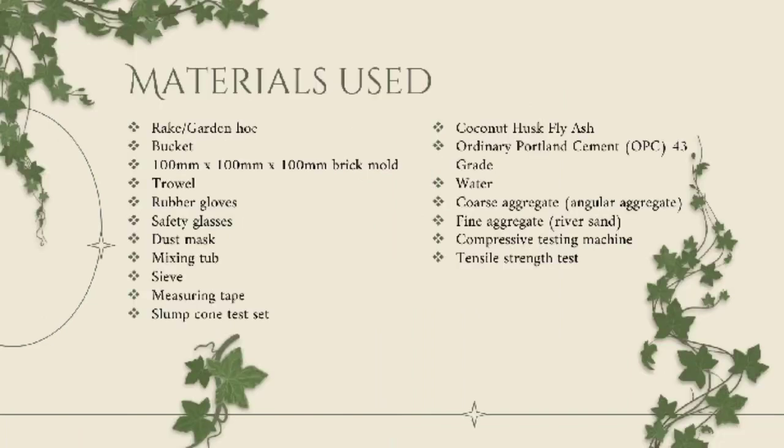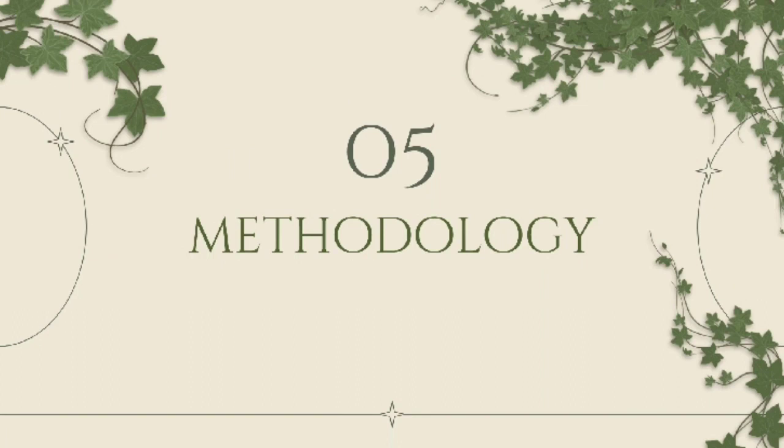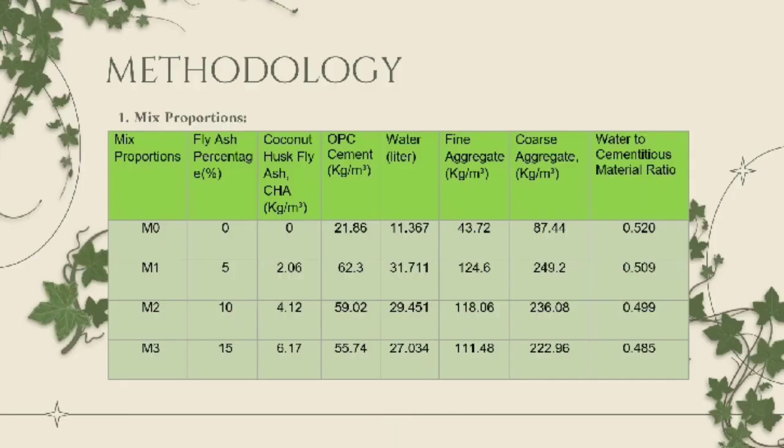This study required ordinary Portland cement, 40G grade, coconut husk fly ash, water, coarse aggregate, fine aggregate, and etc. Mixed proportion. This table shows the mixed proportion of percentage of fly ash that will be used in the study. Four sets of mixed proportion are prepared. First is the control mix without fly ash, while other mixes contain coconut husk fly ash. Coconut husk fly ash is used as partial replacement of cement at 0%, 5%, 10%, and 15%.